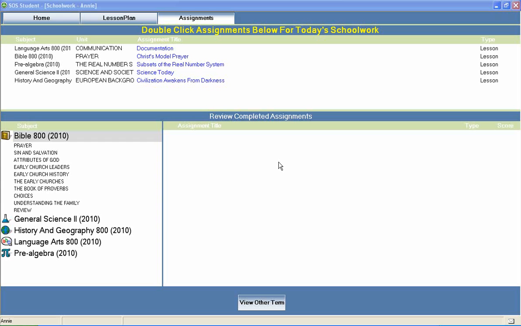Welcome to Switched On Schoolhouse, a CD-ROM-based homeschool curriculum from Alpha Omega Publications. In Switched On Schoolhouse 8th Grade Bible, your students will study units that focus on practical Christianity and church history, with topics like prayer, the attributes of God, early church history, the book of Proverbs, understanding the family, and much more. Now let's take a look at an 8th grade Bible lesson to see how concepts like these are covered.